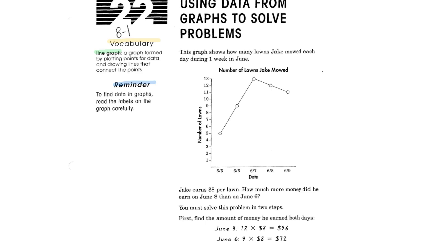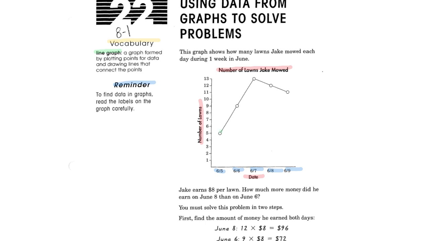Remember, to find data in graphs, read the labels and the graph carefully. So, this graph shows how many lawns Jake mowed each day during 1 week in June. We have the title of our graph up here. Our y-axis is labeled number of lawns, and our x-axis is labeled the date. As you can see, he mowed lawns on June 5th, 6th, 7th, 8th, and 9th.